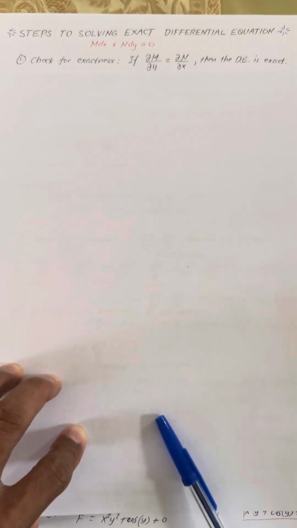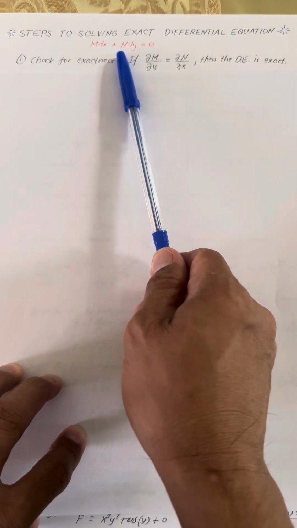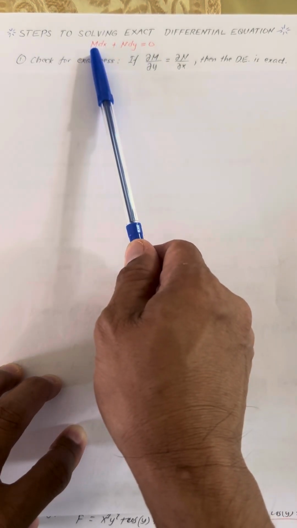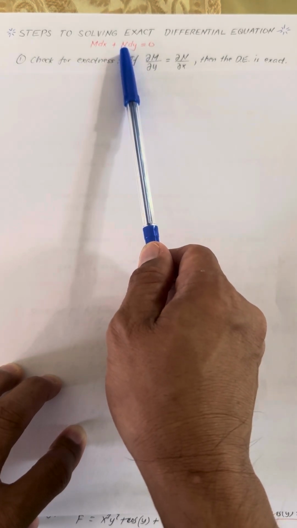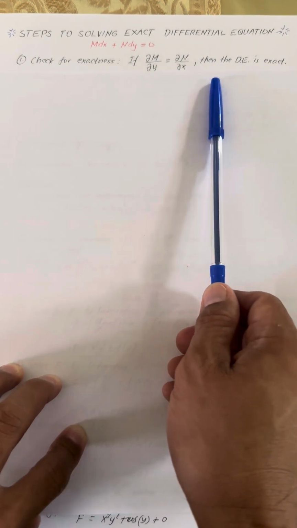Check for exactness. So remember that the form of exact is something like this: m dx plus n dy equal to 0. So you take the partial derivative of m with respect to y, take the partial derivative of n with respect to x, then compare the result. If the results are the same, then the DE is exact.